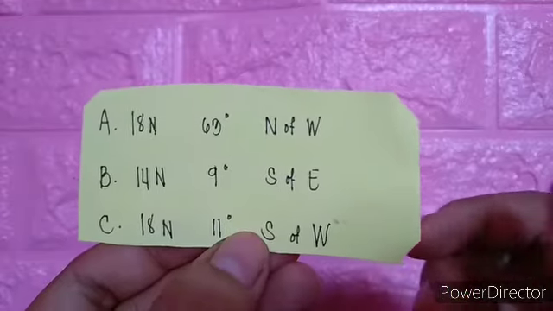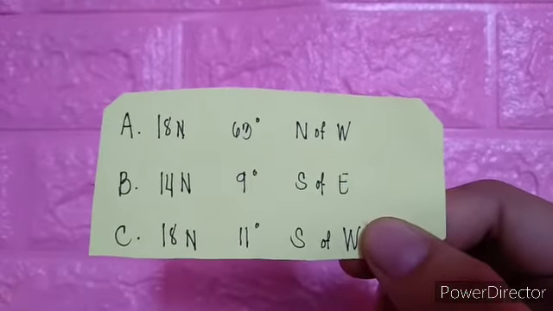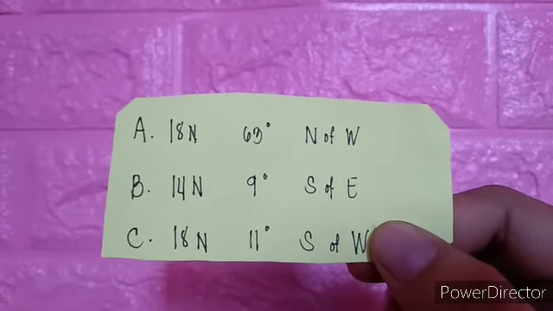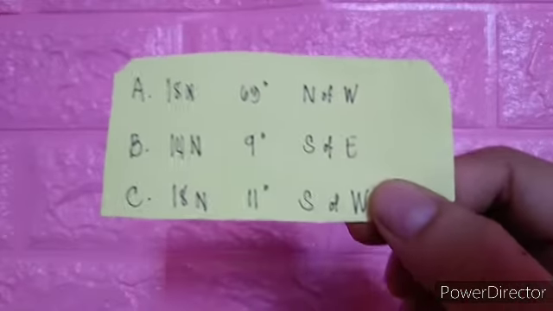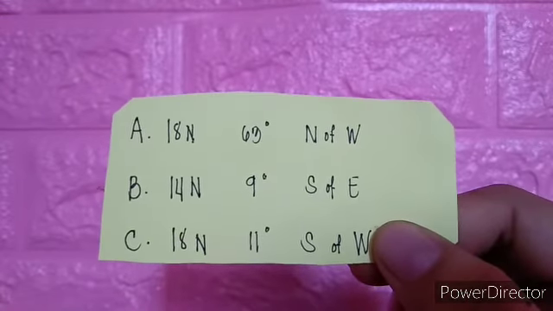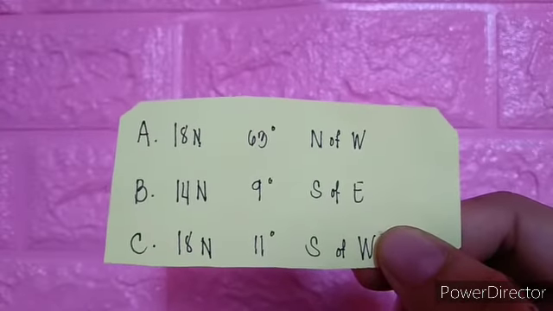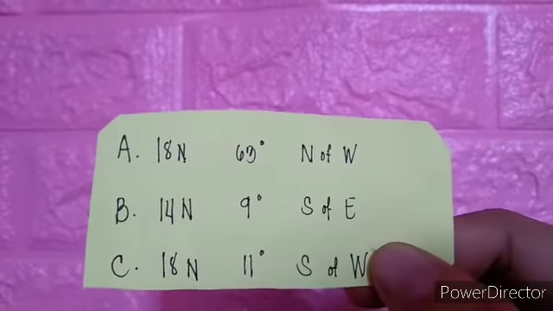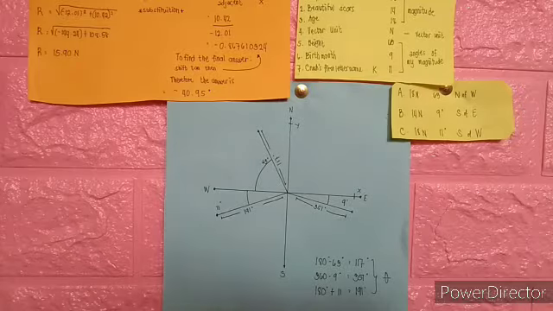For a clearer given: my A will be 18 N at 63 degrees north of west, B is 14 N at 9 degrees from south to east, and C is 18 N at 11 degrees south to west. These are my givens.